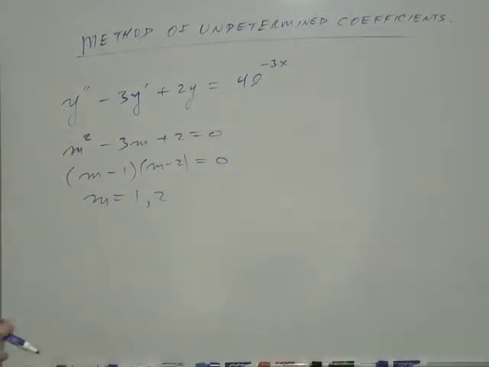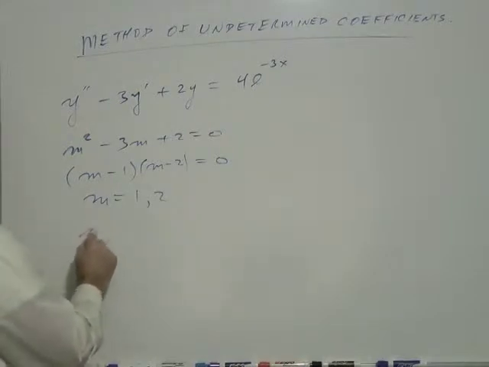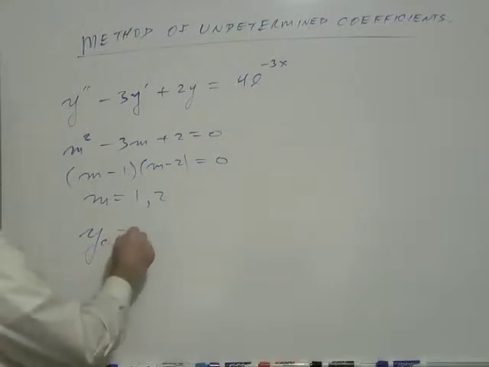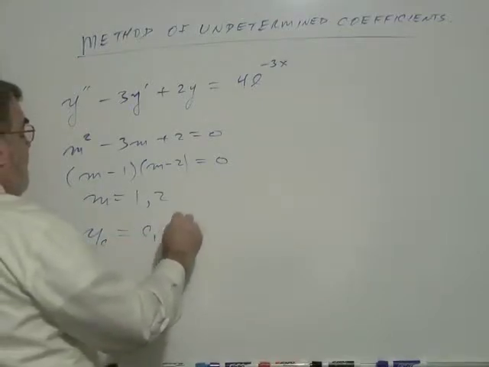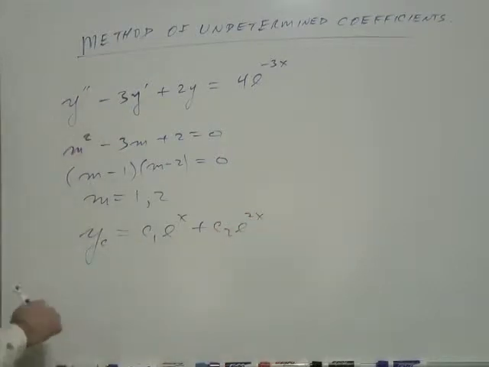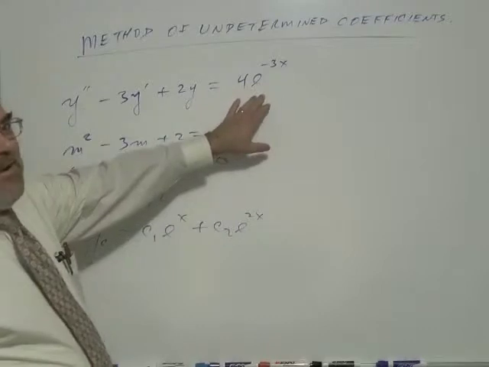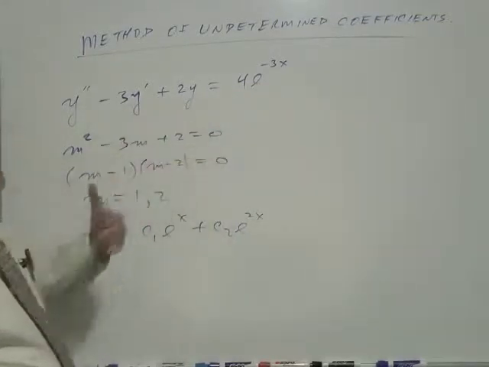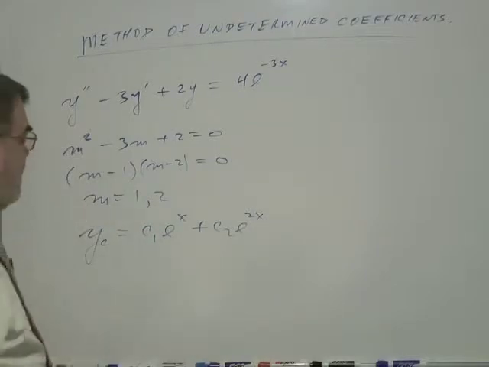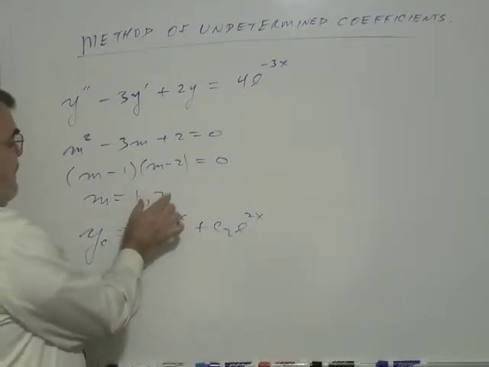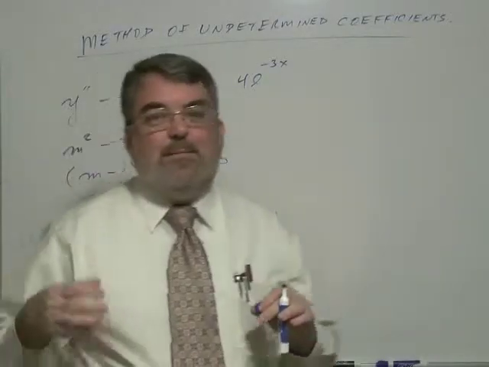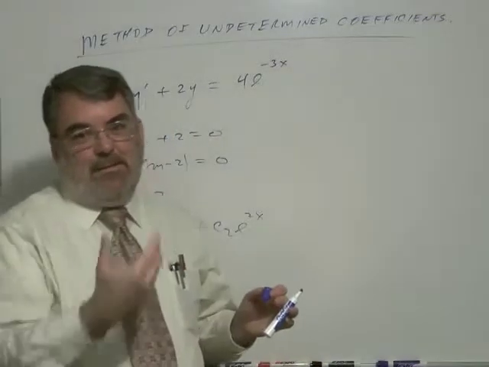This allows us to write out the complementary solution, which I'm going to write this way. y complement, so y with a subscript of c, will be c1 e^x + c2 e^(2x). So you see that I basically ignored my right hand side and treated this equation as if it equaled 0. I solved it and I got my complementary solution using the roots of the characteristic equation. Well, that's only part of the general solution to the problem.